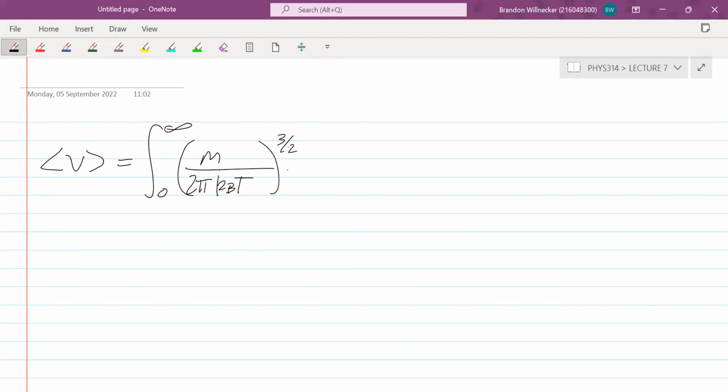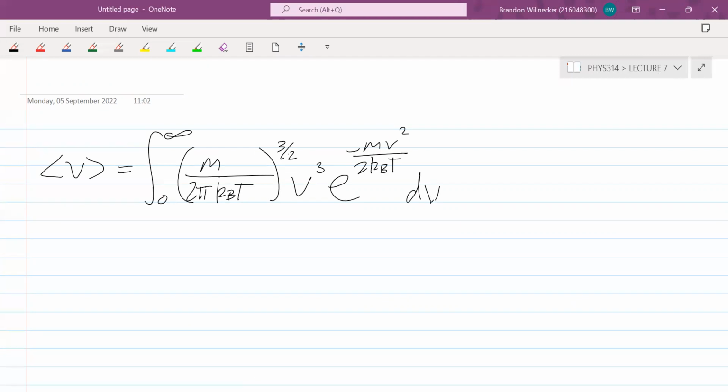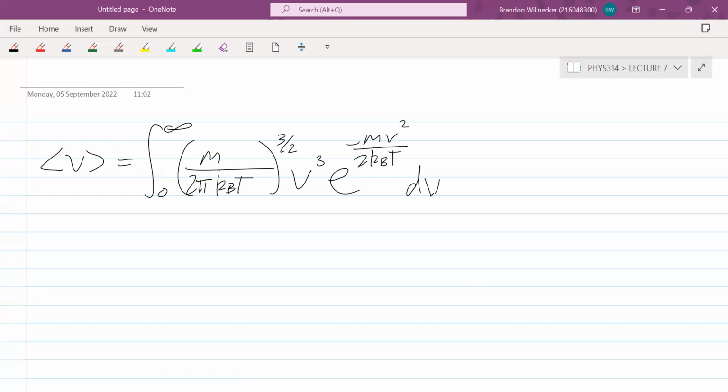To the 3 over 2, and then we have the v with the other v squared, so that's v cubed. Okay, and then times e to the minus m v squared over 2 kbt dv. Okay, so that's what you would have for the usual v, right? But I'm going to generalize this to v to the n.